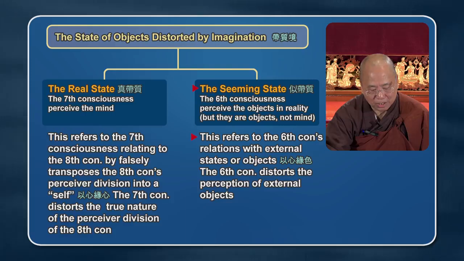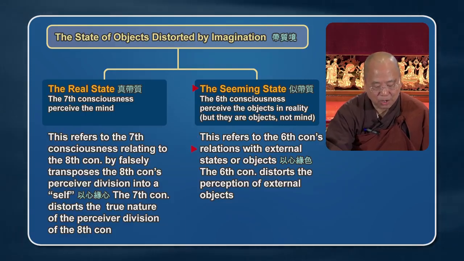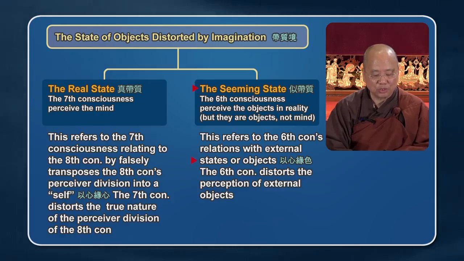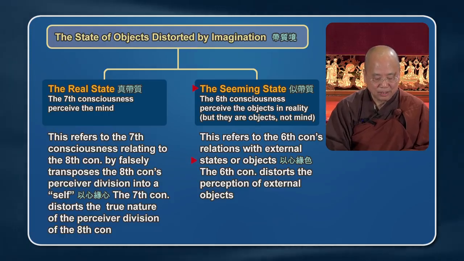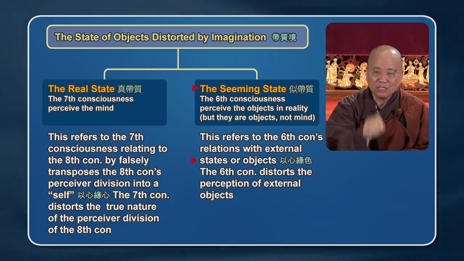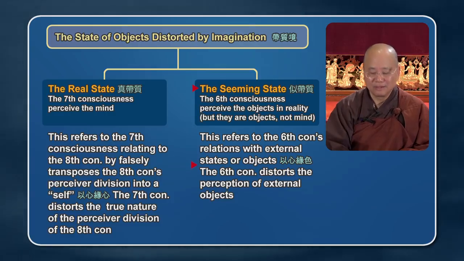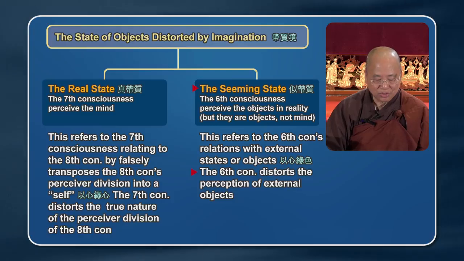Let's take a look at the seeming state first. The seeming state refers to the sixth consciousness's relations with external states or objects. In the Chinese language it is 以心缘色. The sixth consciousness distorts the perception of external objects.